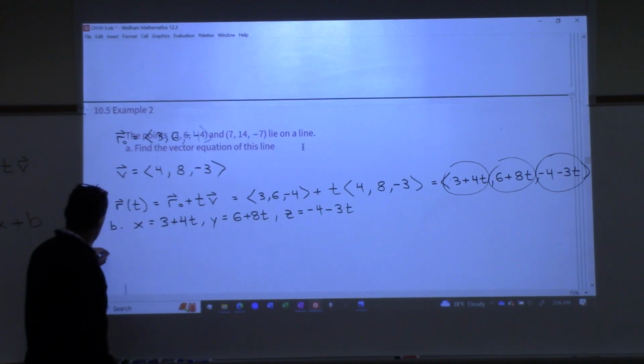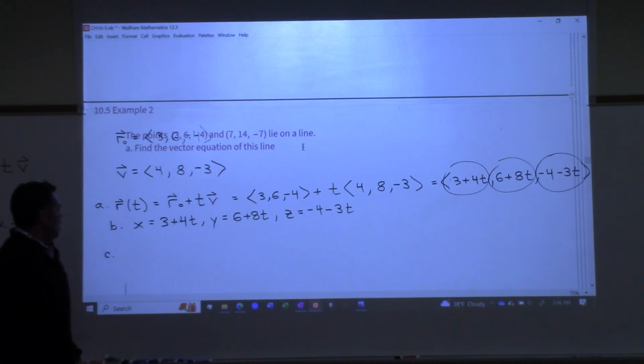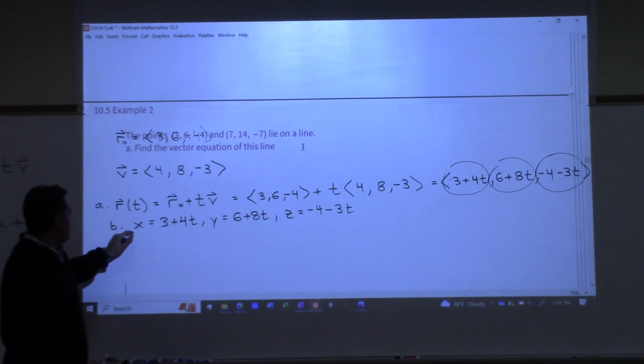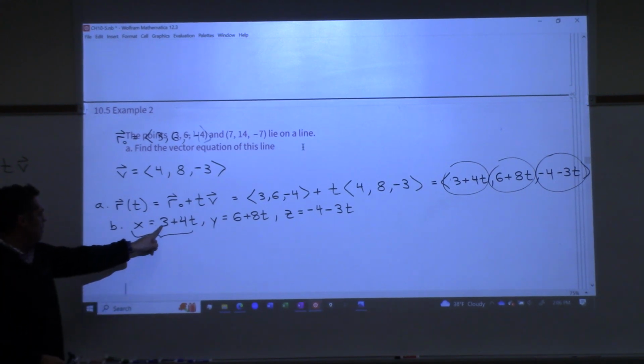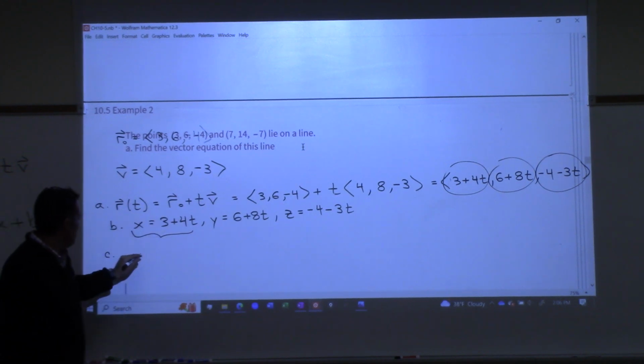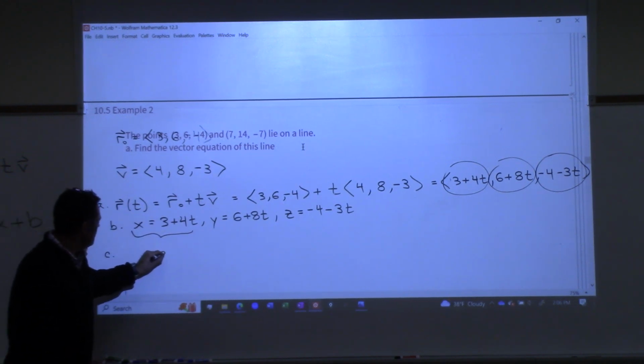So for part C, let me do symmetric. Let's see, are y'all okay with me solving this for t mentally? Is that okay with you? I'm going to move the 3 over and then do what? Divide by 4. So I should get x minus 3 over 4, right? That's equal to t.